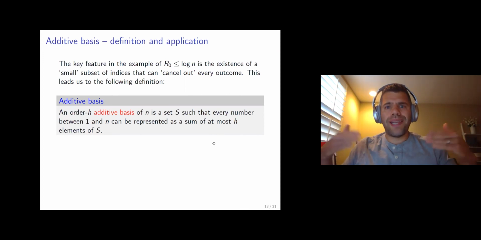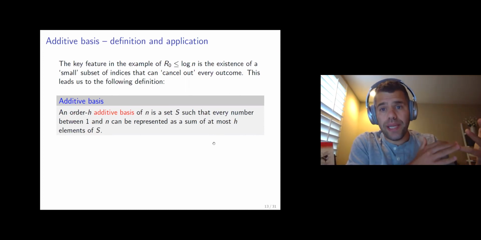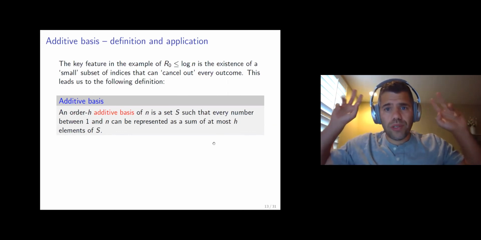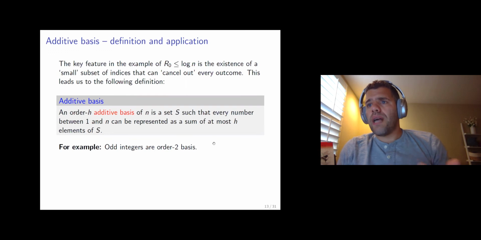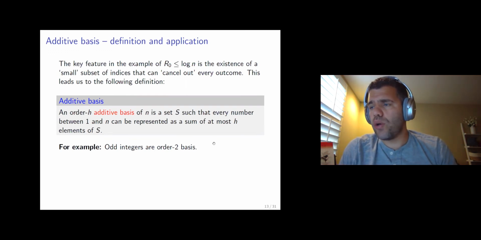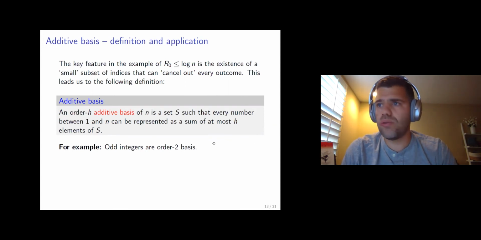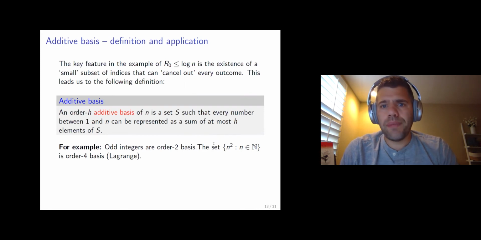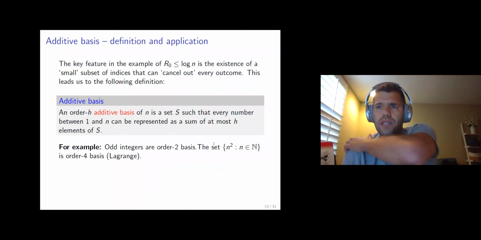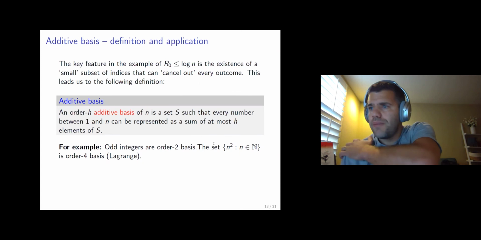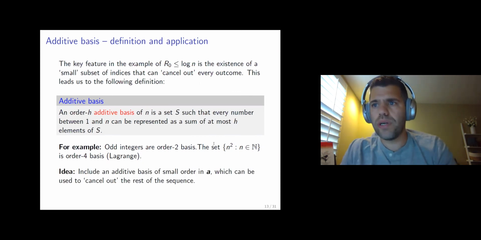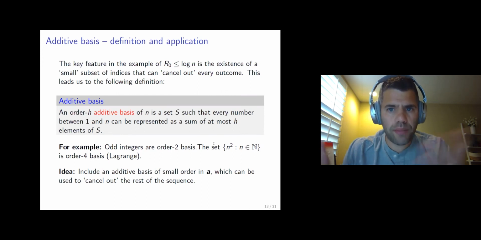Because we want something that can cancel out every number that we can typically get, but cannot cause problems. So we just want the variance to be quite small. As examples of additive bases, you can take all the odd integers, an order 2 basis, because every number can be represented as a sum of at most 2 odd integers. A little bit less trivial additive basis is the set of squares. This is a theorem of Lagrange: every number can be represented as a sum of at most 4 squares. The idea in the proof was to include an additive basis of small order in A, and then use it to cancel out the rest of the sequence. And I'm not going to talk about the proof.